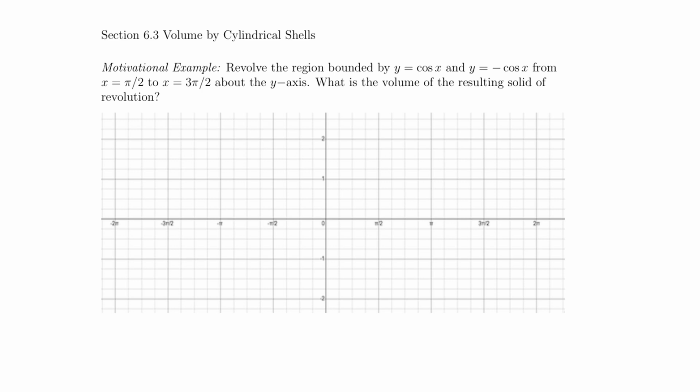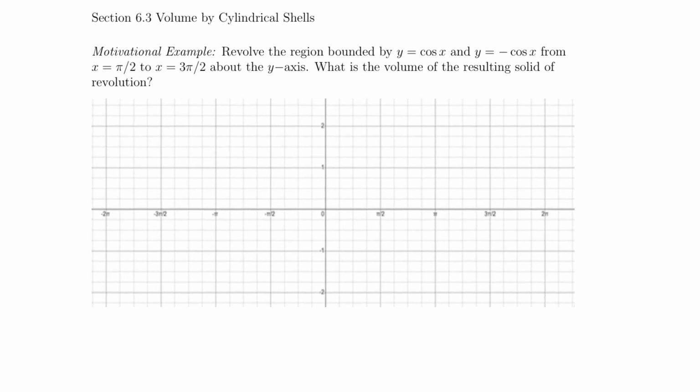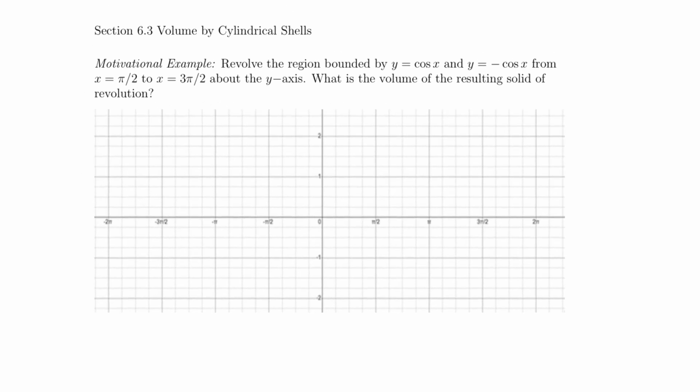Cosine and sine are both waves. Cosine starts high and finishes high on a range from 0 to 2 pi. So let's see if we can draw these things. Let's take y equals cosine x and y equals negative cosine x.